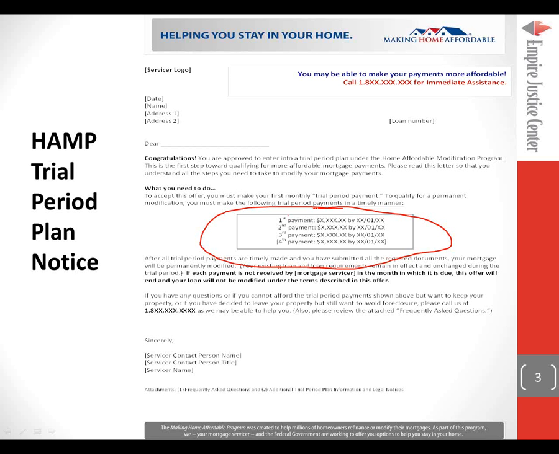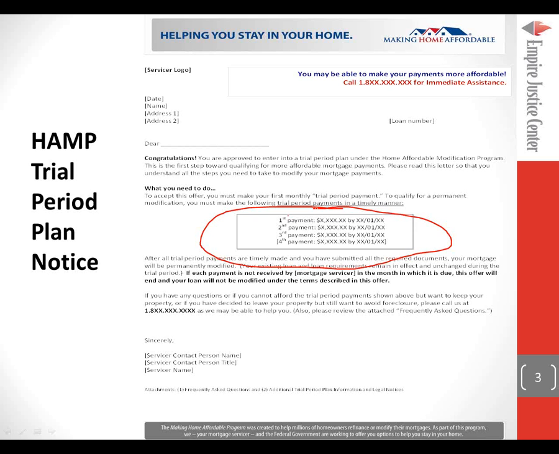If the homeowner makes those three payments on time and in full, the way the process is supposed to work, and you notice I say supposed to work, at that point the homeowner will be converted to a permanent modification. Assuming that process plays out the way it is supposed to, and I know that's a big assumption, and we're going to talk about the issues regarding converting from a trial period plan to a permanent plan in a little while. But assuming that process does go the way it is supposed to, your homeowner will then receive the HAMP final loan modification documents.